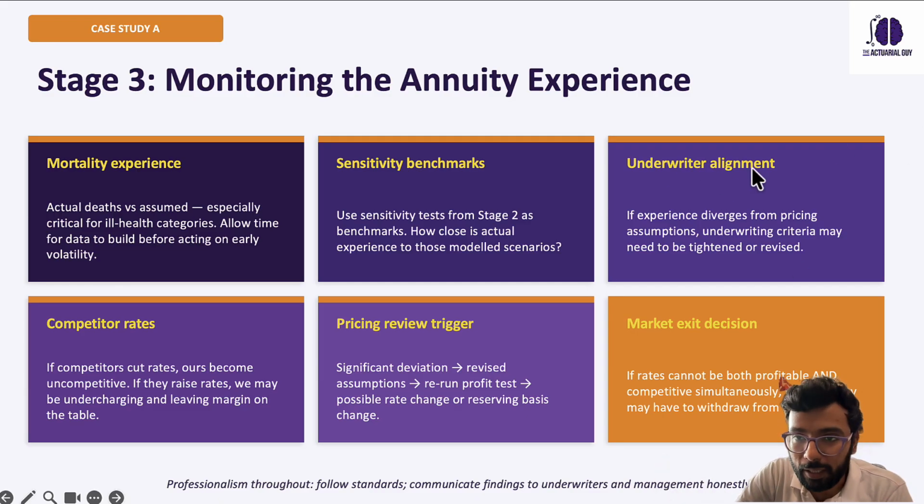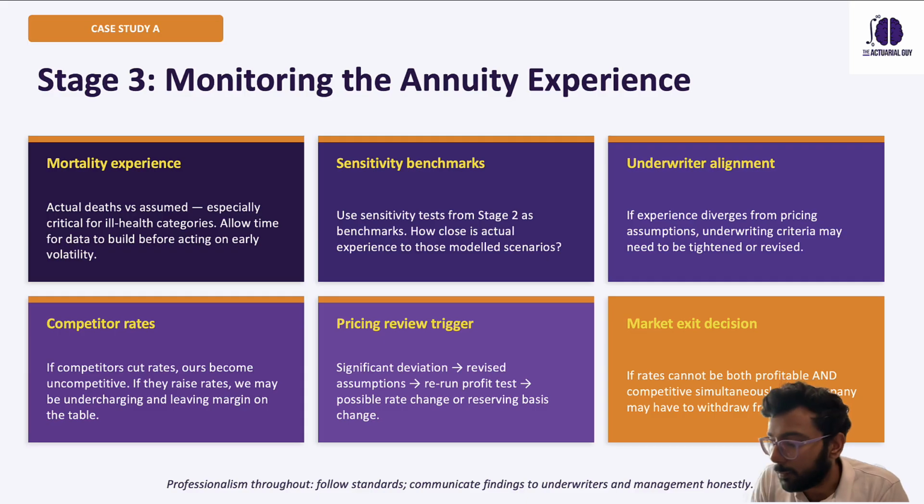Then the next step is underwriting alignment, which is if you experience some divergence from the pricing assumptions, right? You set a premium at a certain level, but underwriters let such lives into the cohort which had a better or a worse mortality than what you expected it to be, you need to revise your underwriting criteria, right? You need to align the underwriters again.